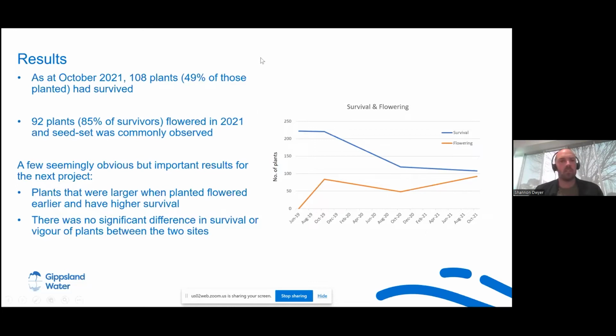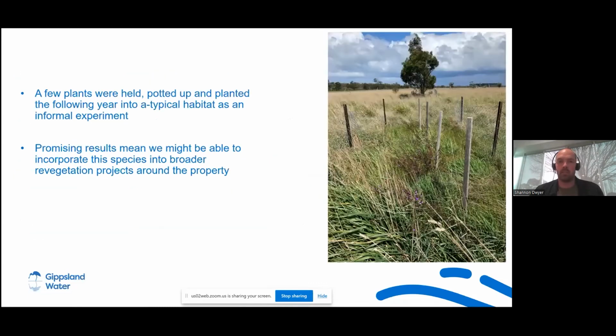Now, as was mentioned earlier, some experimentation was done with this translocation as well. So not just these two sites, but we actually kept a few plants from the original 250 that were propagated and potted them up and grew them on a bit bigger. And the following year planted them in some atypical habitat.